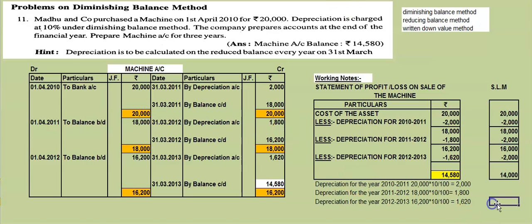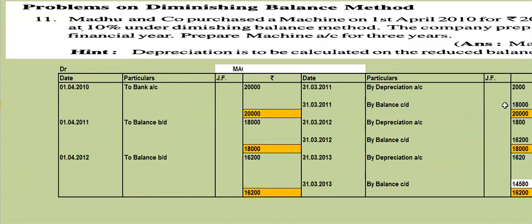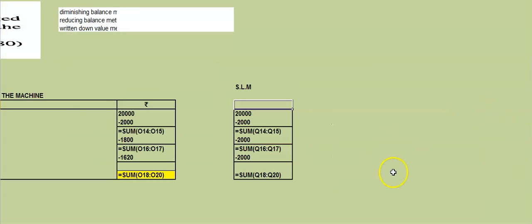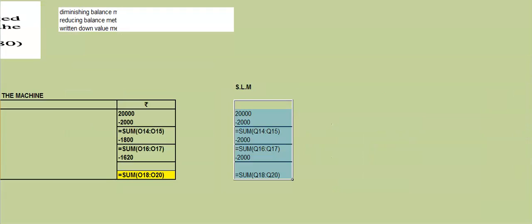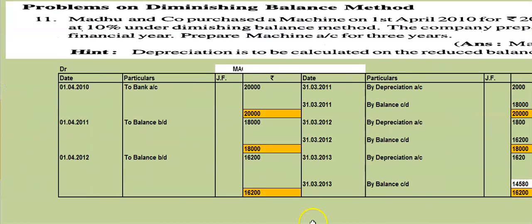You understood the difference now? Under the straight line method and under the diminishing balance method, that is the difference. So understood? In this way we have to find the asset account now.